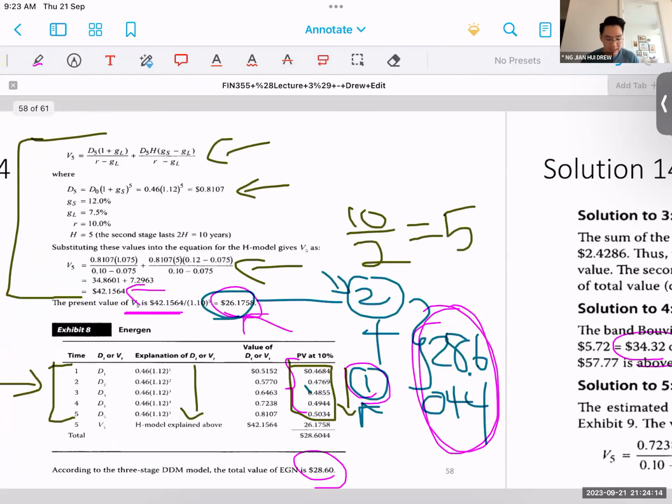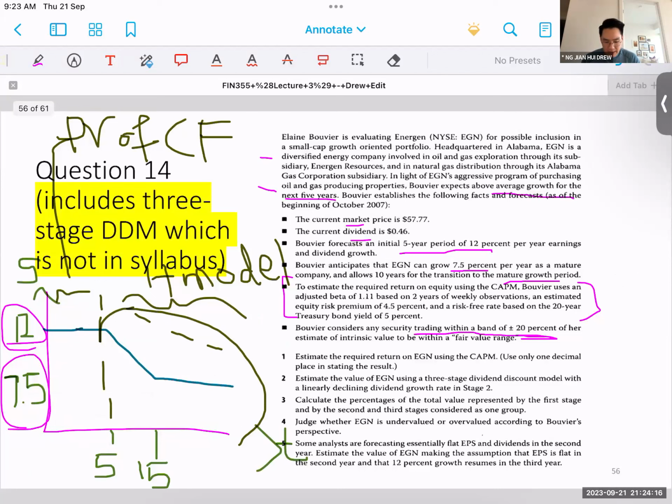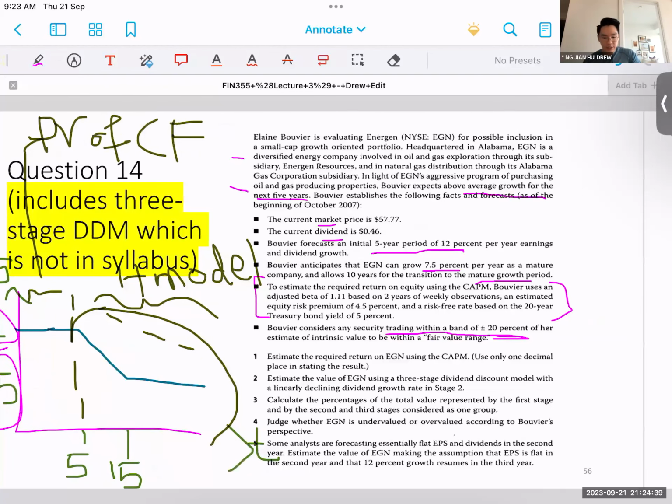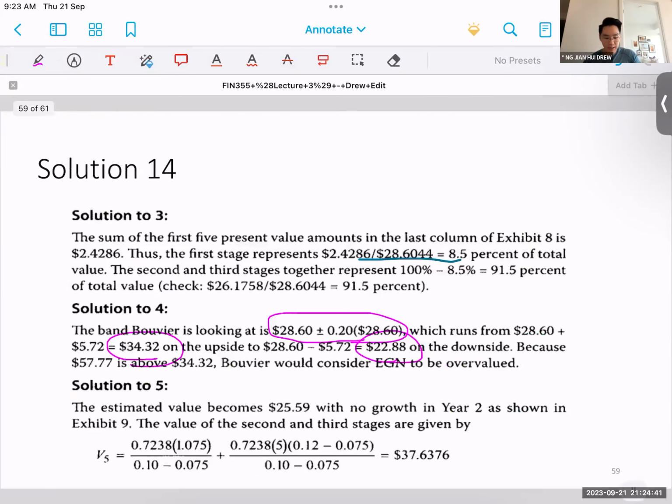Okay, let's go to the last part, part 5. Some analysts are forecasting essentially flat EPS and dividends in the second year. Estimate the value of the share, assuming that the EPS is flat in the second year and 12% growth resumes in the third year. So this is an interesting question. What's happening here now?